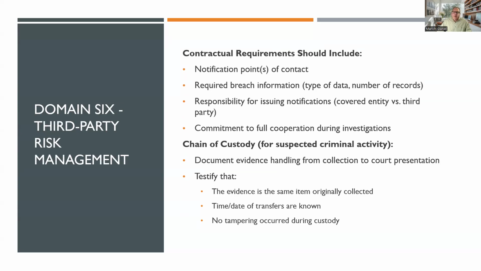So contractor requirements should include a notification point of contact. We've talked about this a few times now, so know the concept of notification point of contact. What is the required breach information? Responsibility for ensuring notification: who's going to issue the notification, the covered entity or the third party? That has to be spelled out. And there should be a commitment by both parties to full cooperation during the investigation. Here's the chain of custody.